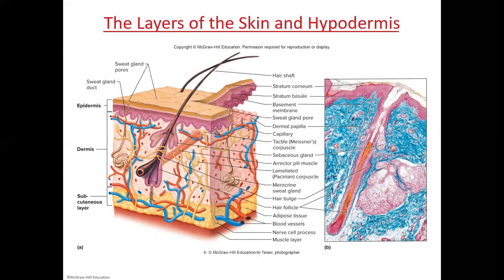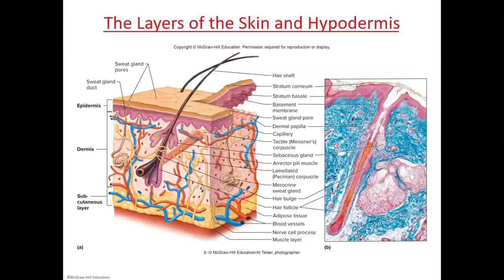Okay, and then here's a picture. On the left is a more stylized cartoonish drawing, and on the right is a cross section of actual skin. Now, actual skin isn't colored like this. We stain it so that it's more visible to the naked eye. In reality, it's mostly clear and kind of grayish looking. You should be able to label this picture.